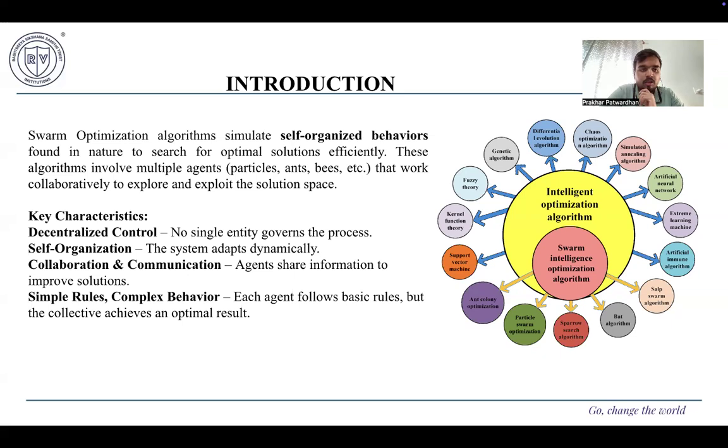Second point is collaboration and communication. Agents share information to improve the solution. Third is self-organization. The system adapts dynamically. Fourth one is decentralized control. So no single entity governs the process. This is basically the picture showing swarm optimization.